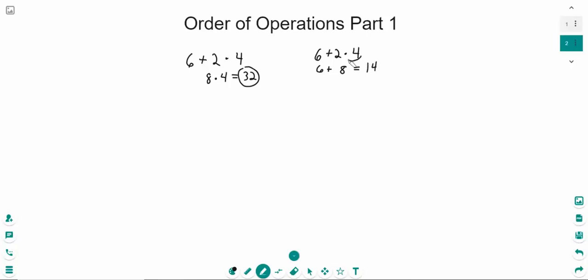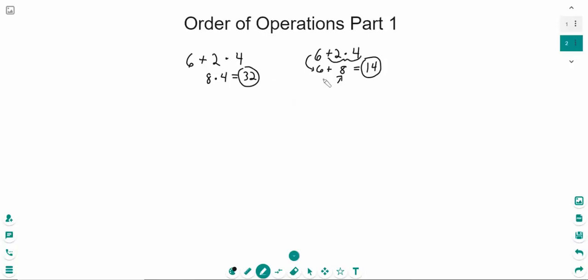So all I did was do this part first to get this 8. Whoops, it's a terrible arrow. To get this 8 here. And then I have the 6 left over here. So that just moves down to here. So I've got 6 plus 8, which is 14. Now, that's my answer. But if you look at this, they're not the same. 32 is not the same as 14. So what did we do wrong? Or better yet, which is the right answer?